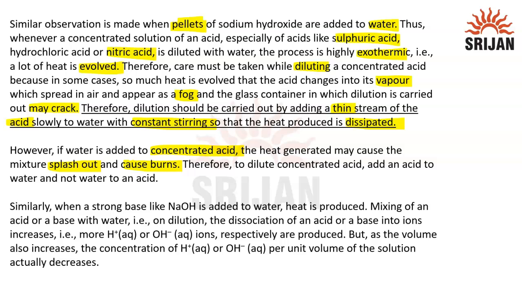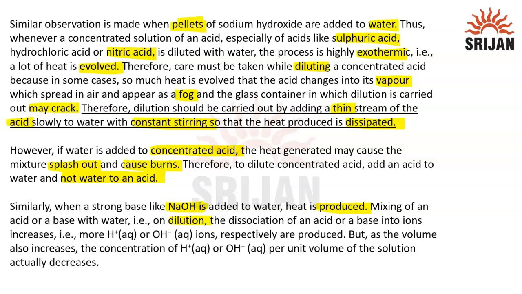Therefore, to dilute concentrated acid, add acid to water, not water to acid. This is very important. Whenever we have to dilute, we add acid to water, not water into acid. Similarly, when a strong base like NaOH is added to water, again heat is produced. Mixing of an acid or a base with water is called dilution.